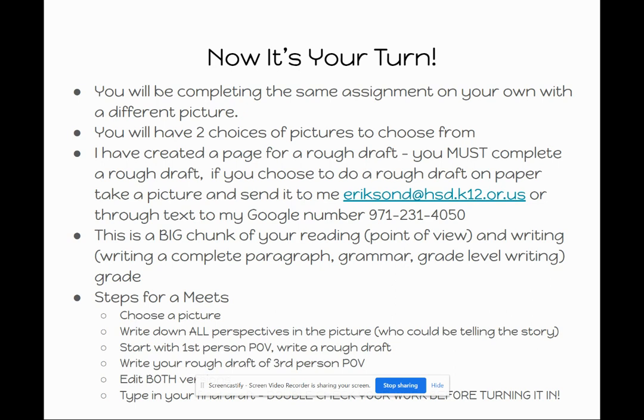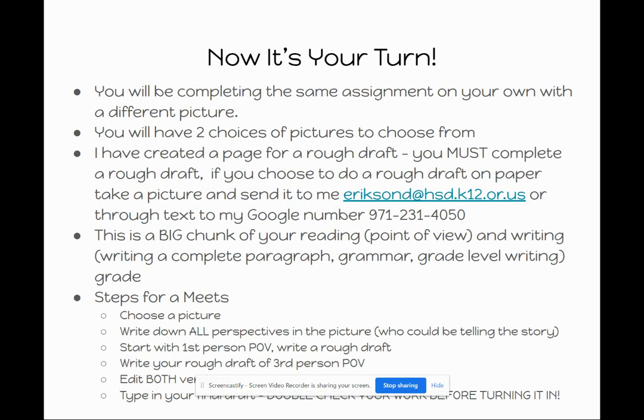When I say that you need to do a rough draft, it's because a lot of you have been turning in work and you are not using capital letters. You are not doing periods. You are writing run-on sentences. You're only writing 1 or 2 sentences. This should be a long, well-written paragraph. And if you are doing a rough draft and editing it, it should be perfect when you turn it in.